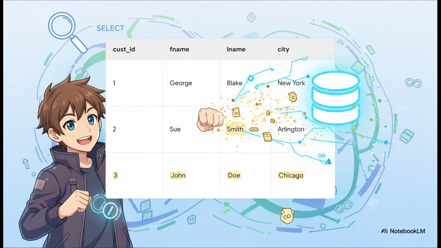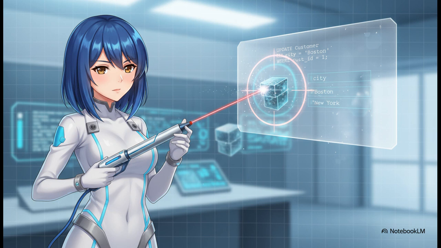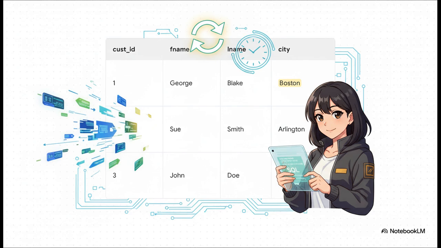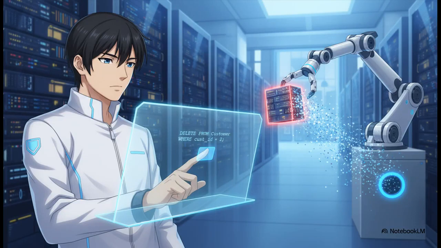Pretty easy, right? But, you know, information changes. People move. So what if George Blake moves to a new city? No problem. We use the update command. We tell the database which table to update, what to set the new city to, and, this is super important, we use where to tell it exactly which row to change. You have to be specific, or you could change the wrong person's info. And just like that, it's done. George Blake's record is updated. This right here is the magic that keeps your bank balance and all that other real-time information perfectly up to the minute.